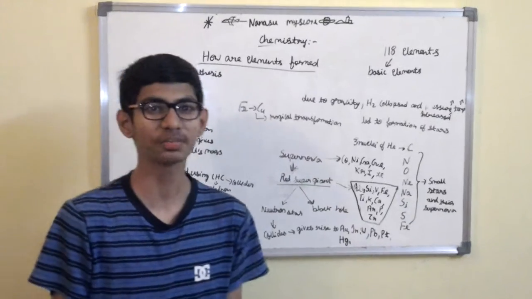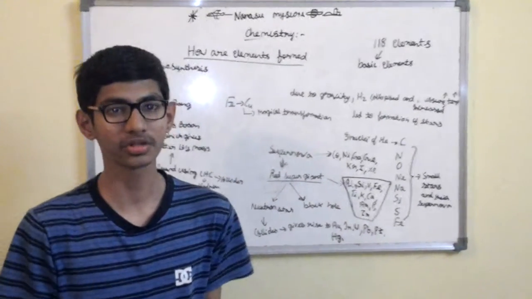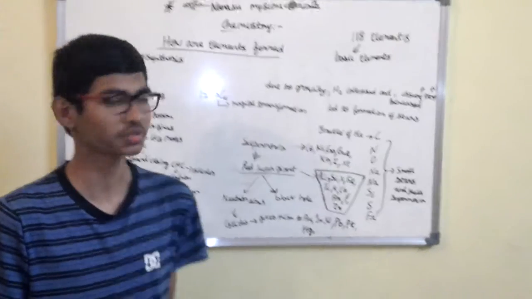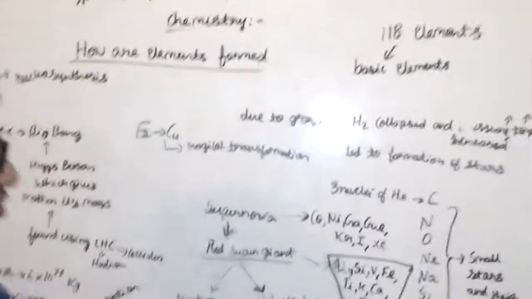Today we are going to do an episode based on chemistry, and today's topic is how are elements formed. I'm going to combine both chemistry and astronomy in this one. So we are going to talk about how the basic elements of the 118 elements found in the periodic table are formed.